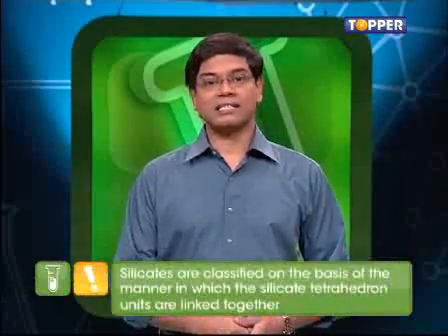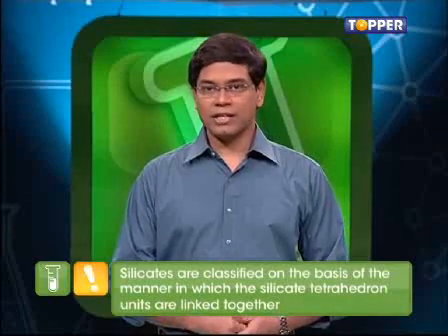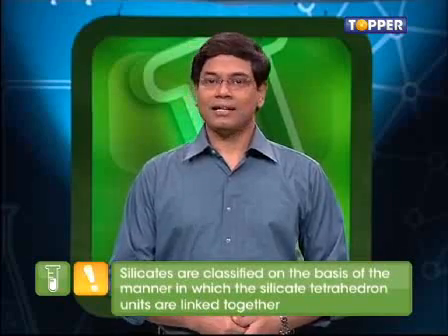Moving further, in silicates, either a discrete unit is present or a number of such units are joined together via corners by sharing 1, 2, 3 or 4 oxygen atoms per silicate unit. Therefore, silicates are classified on the basis of the manner in which the silicate tetrahedron units are linked together. Let us study them one by one.